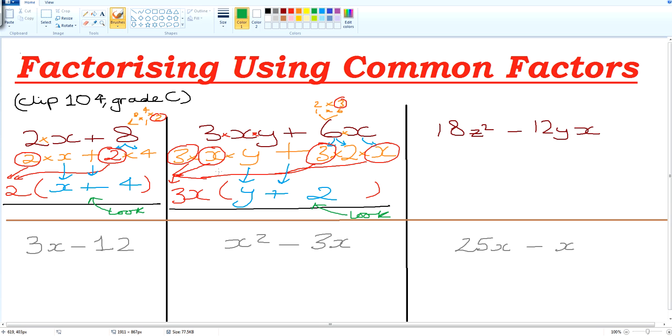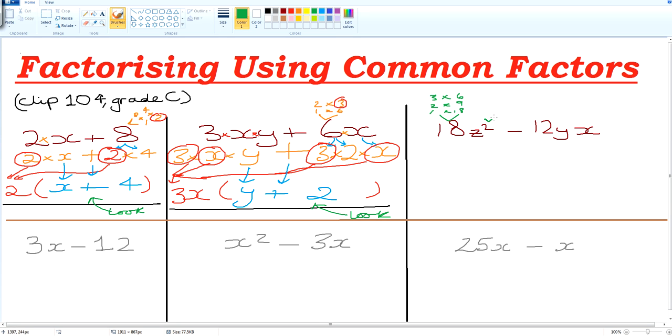Okay, let's move on. Next question is a bit more exciting. Why? Because the number 18 can be split up quite nicely into quite a few factors. So 18 is 1 times 18. It's also 2 times 9. It's also 3 times 6. So these are the different ways we can split up the 18. Are we happy with that? Yeah. So you got to think about that.